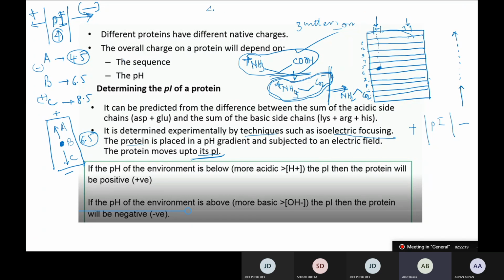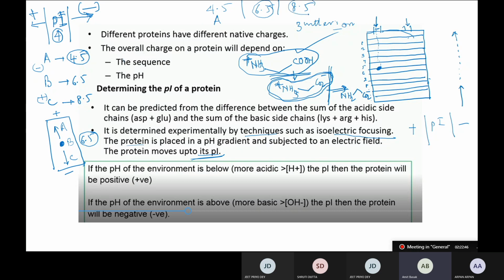See, 4.5, 6.5 and 8.5. These are the 3 PIs. You have maintained the pH of 6.5. So for A, you have actually crossed the pI. Your pH is more than the pI of A. If the pH is more than pI, the charge will be negative.